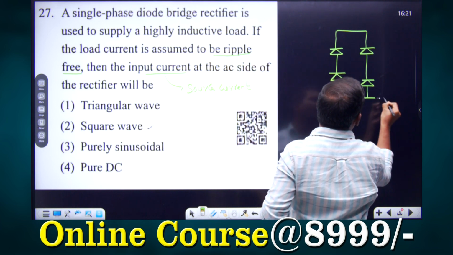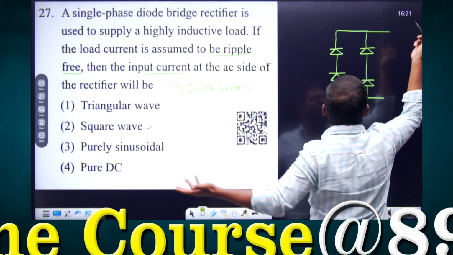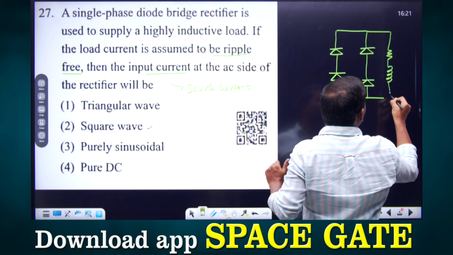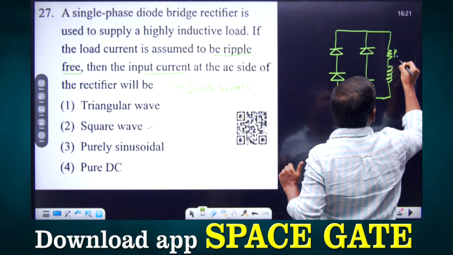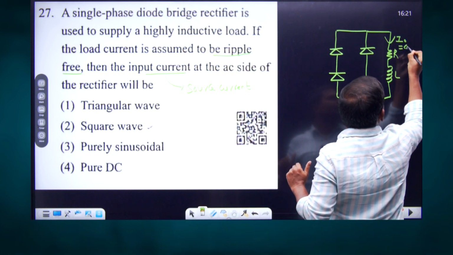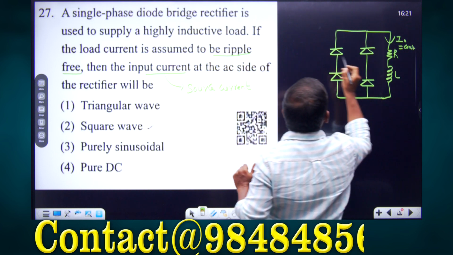Given that constant current, in the sense ripple-free DC current, in the sense continuous mode. Full wave rectifier continuous mode means it must be an inductive load. Let I0 be constant.